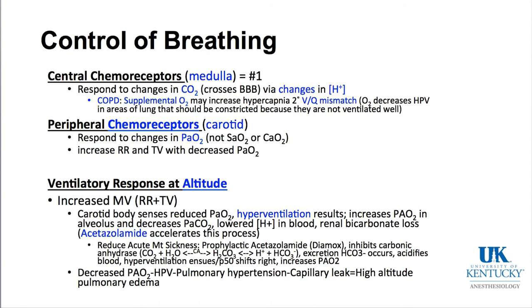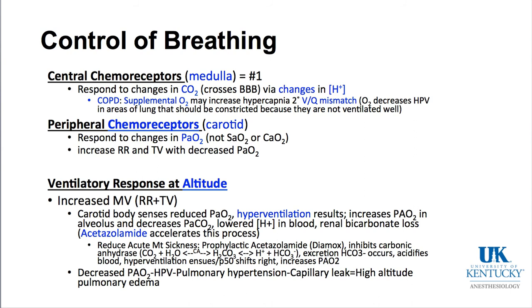Diamox inhibits carbonic anhydrase, and carbonic anhydrase catalyzes the reaction shown here, and excretion of bicarbonate occurs in the kidney. If you lose bicarbonate, that acidifies the blood and a metabolic acidosis occurs. This shifts the oxyhemoglobin curve to the right, which increases delivery of oxygen, increases PaO2, and helps you compensate for the reduced ambient oxygen that's present at altitude.